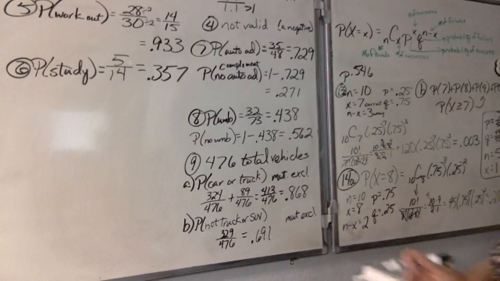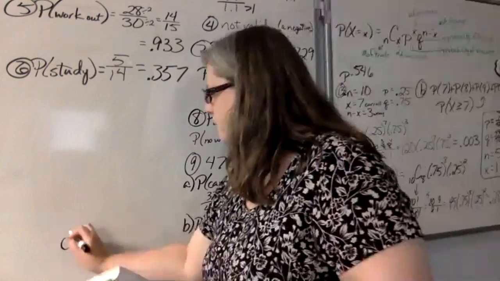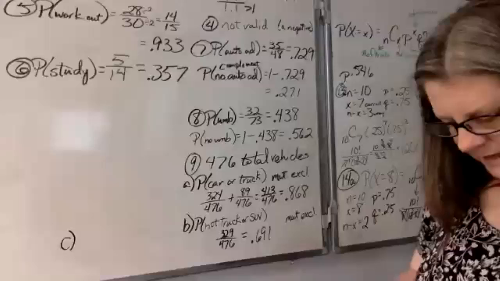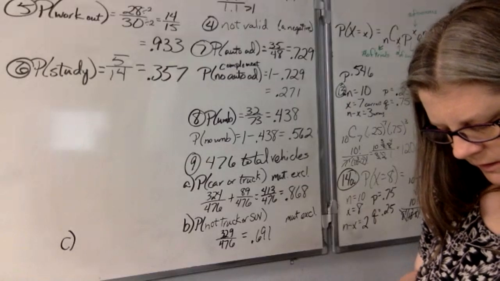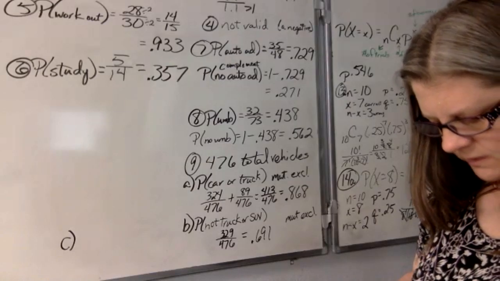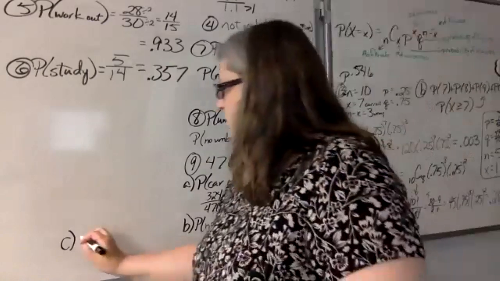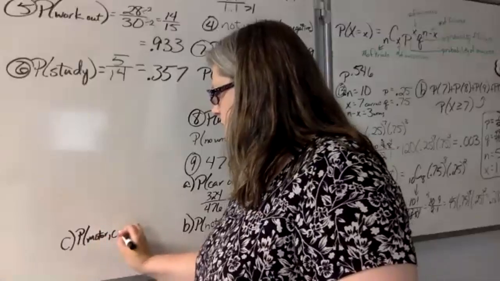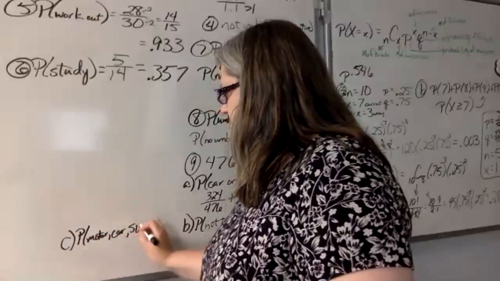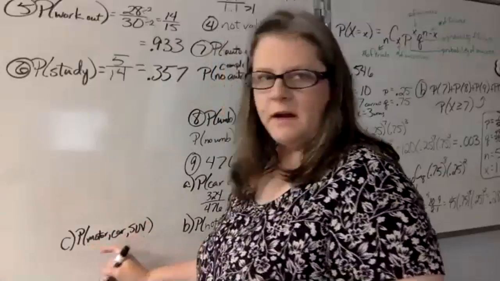All right, so part C says a motorcycle, SUV, or car will be chosen. So you have motorcycle, car, SUV. So you add all those together, right?